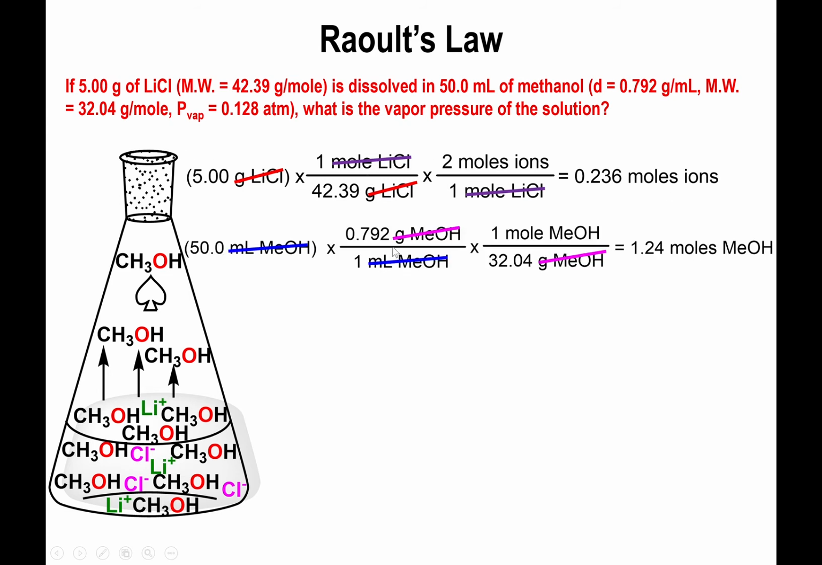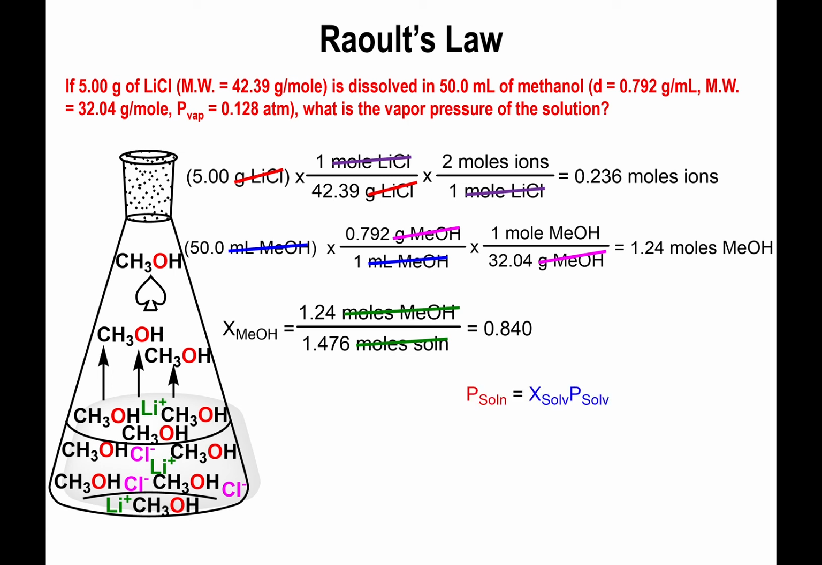Alright, we already know that for methanol, we have 50 mLs. We're still using the same density, the same molar weight. So we know that we have 1.24 moles of methanol. So add the 1.24 with the 0.236, and you will get 1.24 divided by 1.476 as the mole fraction of the solvent, which in this case is 0.840. Using, once again, Raoult's law, we plug in the mole fraction 0.840 multiplied by the vapor pressure of the pure solvent, 0.128 atmospheres, and find out that the vapor pressure of the solution is 0.108 atmospheres.